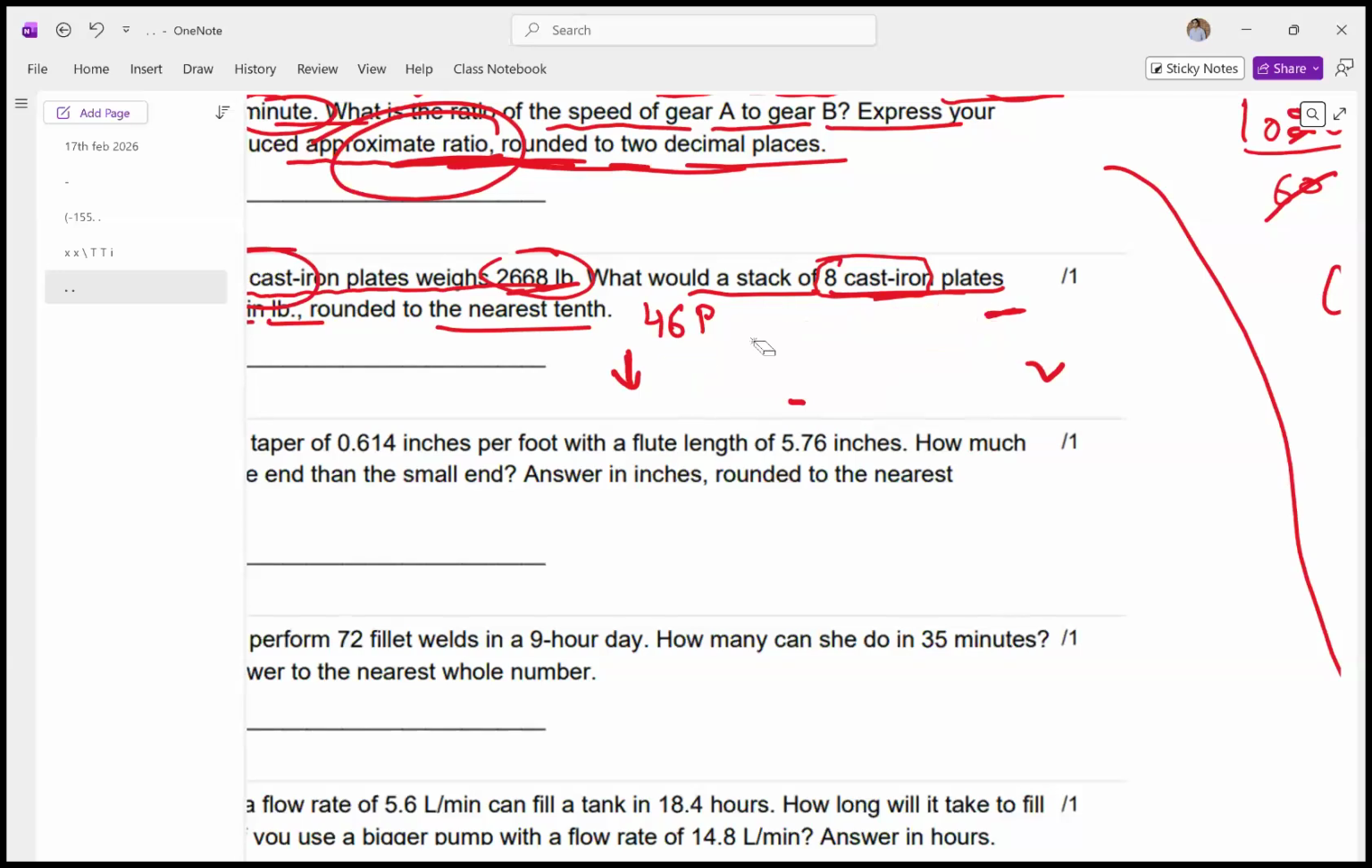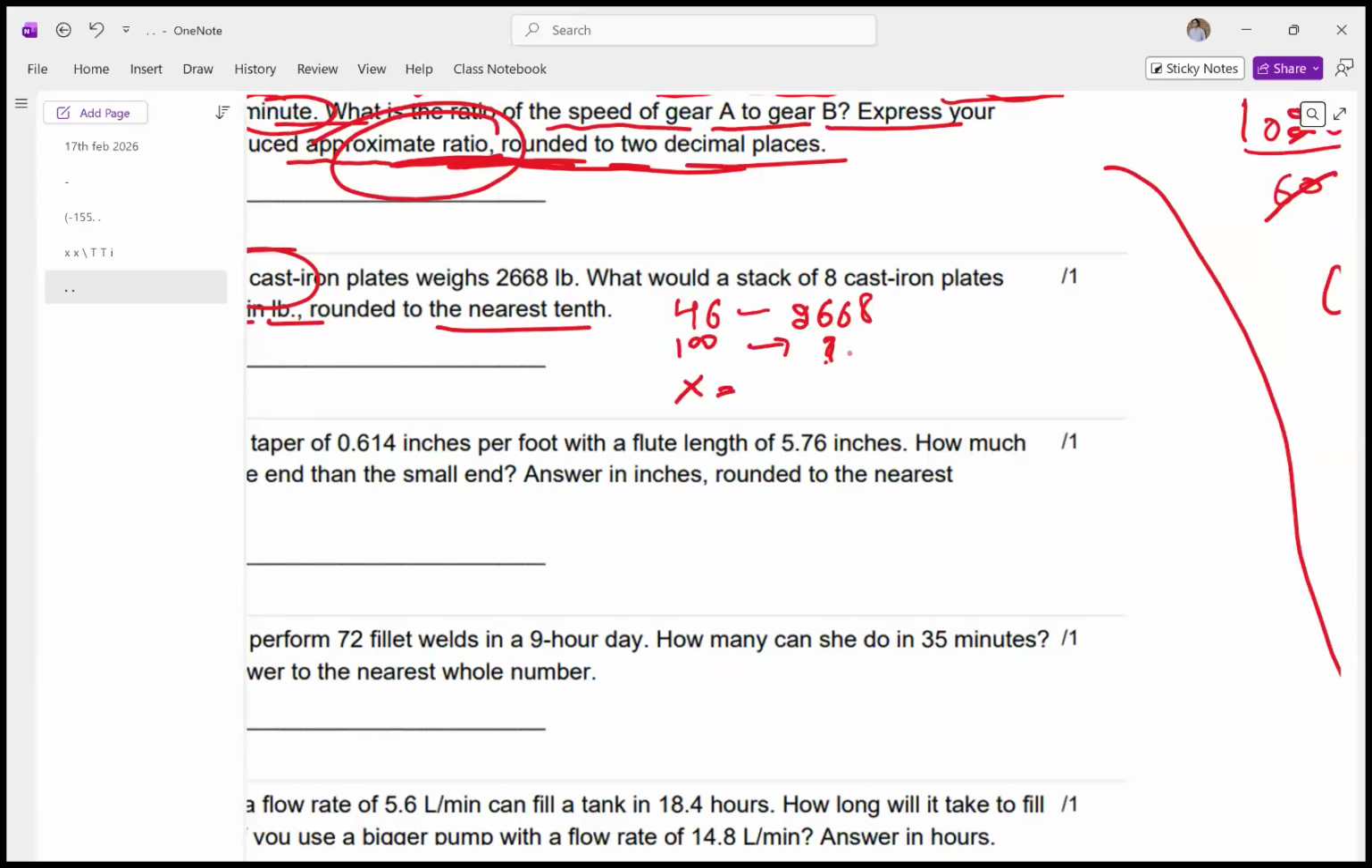On hindsight, let me do the second part of this, where I'm gonna try and increase the number of plates. So if the 46 plates weigh 2668 and I'm looking for maybe 100 plates, how much will they weigh? So again, whatever I'm looking for, I'll put it as an X, in pounds, because I'm looking for the weight in pounds. Then I will write down the corresponding term, the pounds value, 2668.